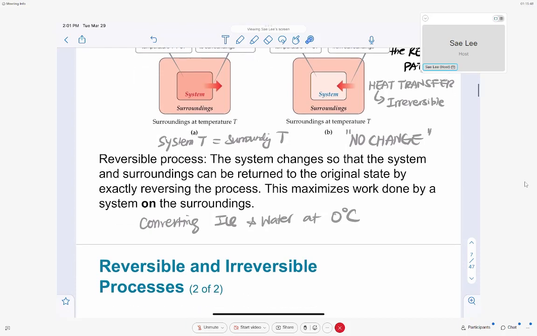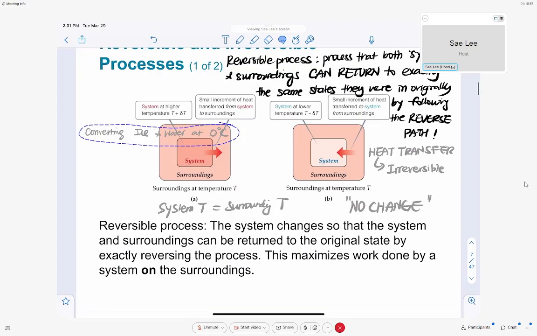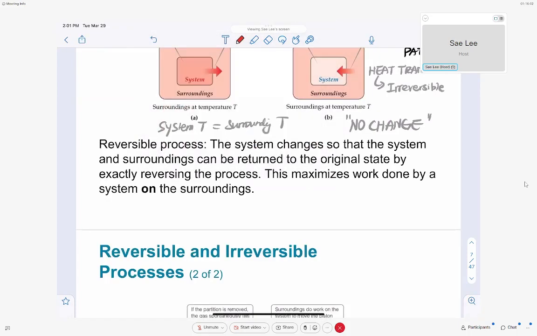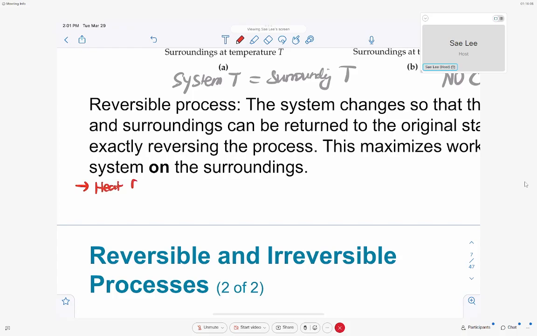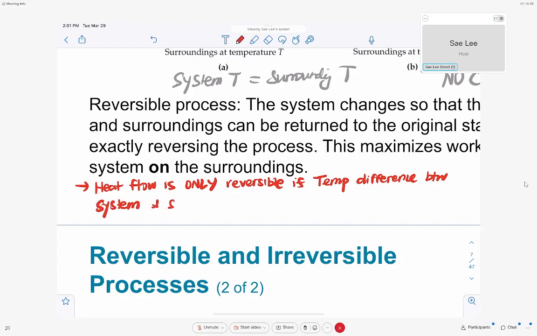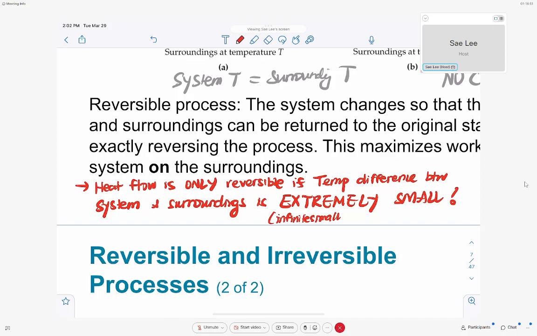Okay, I'm going to write that down. Heat flow is only reversible if temperature difference between system and surrounding is extremely small. Okay, infinitesimally small.